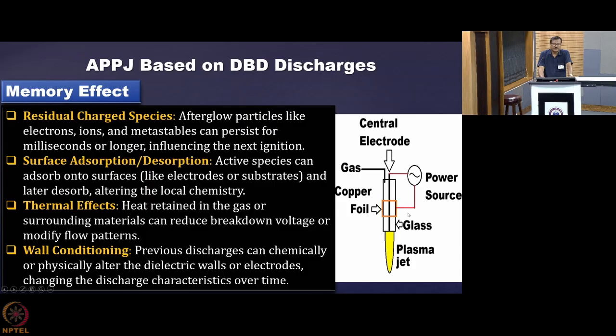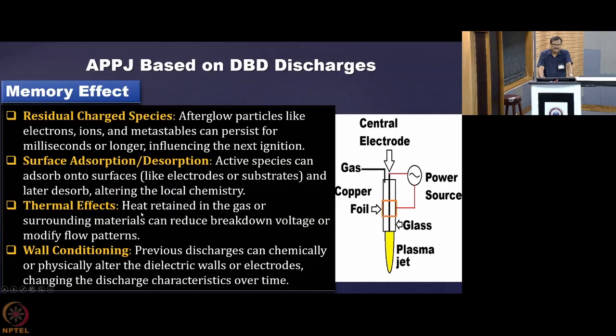So that is the kind of memory effect. Then surface absorption and desorption. Active species can absorb onto the surface and later desorb, altering the local chemistry. So this absorption and desorption plays a role in this kind of device.